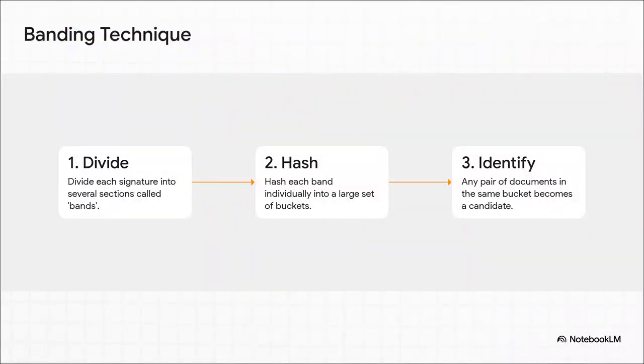Well, it uses this simple but really powerful trick called the banding technique. First, we take each of our long signatures and chop it up into a bunch of smaller sections. We call these bands. Then we hash each of those little bands individually. Now, if any two documents have even one band that is absolutely identical, they get hashed to the same bucket, and bam, they become a candidate pair that we'll check later.